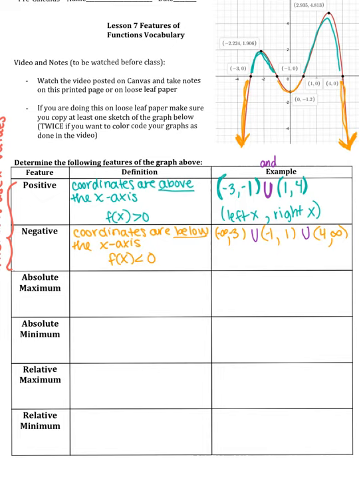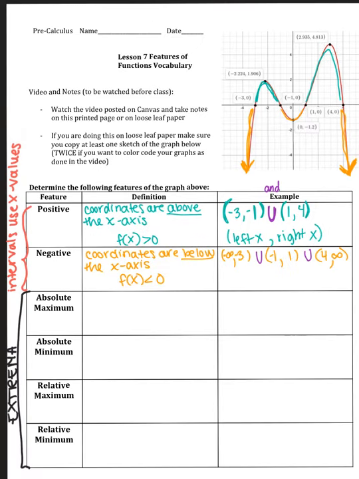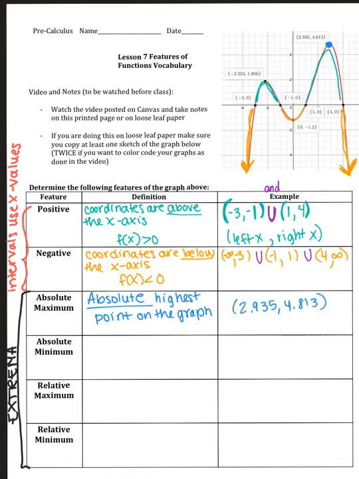The next feature of a function we're going to look at are extremas. And there's 4 types of extremas: absolute maximum, absolute minimum, relative maximum, and relative minimum. So an absolute maximum would be an absolute highest point on the graph. And as we can see in this graph, this would be our absolute highest point. There's nothing higher, the point 2.9 and 4.8. So that's all we have to write.